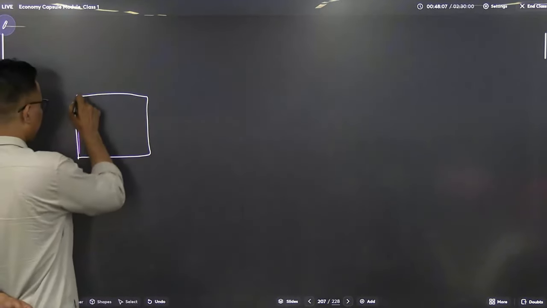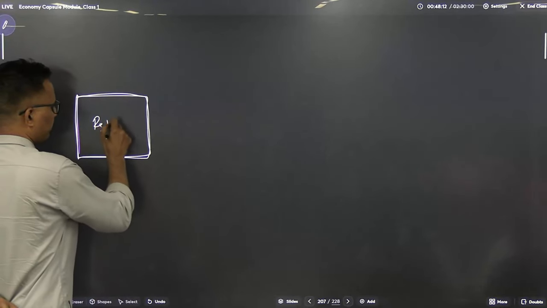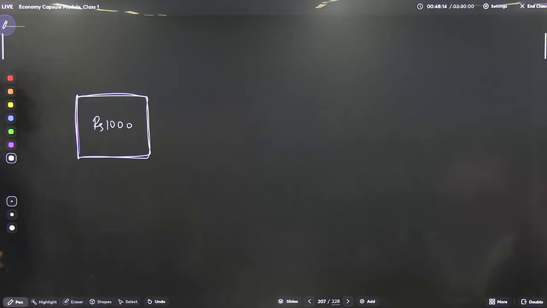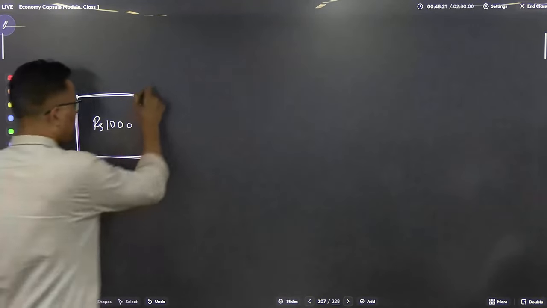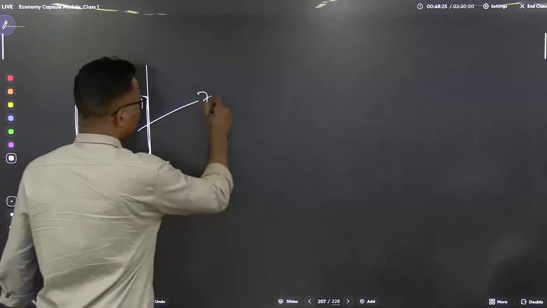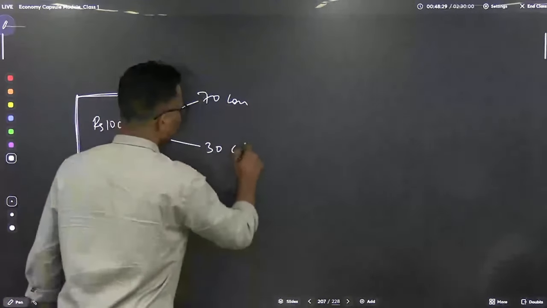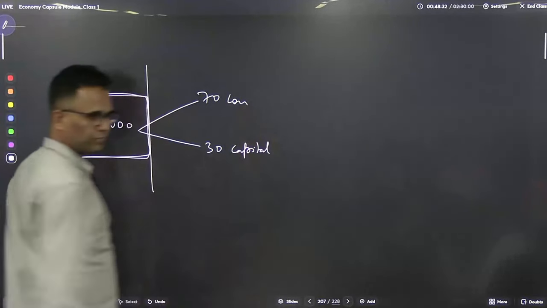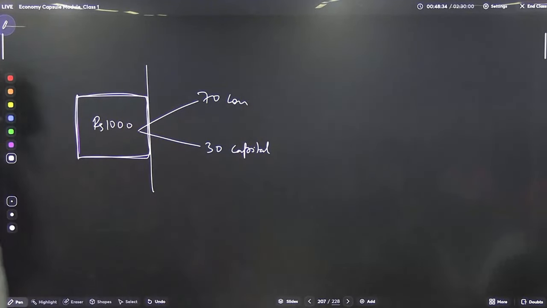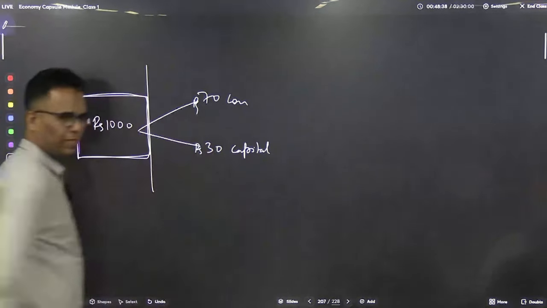So see this board. If there is a factory worth rupees 1000, what is rupees 1000? This is the value of the equipment in the factory. Now this factory worked for a year and it produced 70 rupees of consumption goods and 30 rupees of capital goods. Fine? Is it possible or not? Possible, yes.